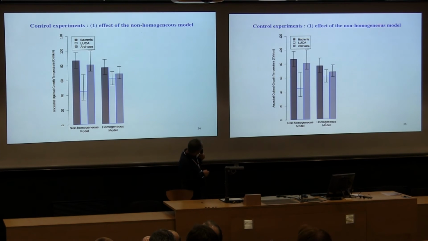So the effect of the non-homogeneous model, we see it here. With the non-homogeneous model, we have very different estimates of the temperatures for the bacterial ancestor, the archaeal ancestor, and for their common ancestor, LUCA. Whereas with the homogeneous model, all these temperatures are very close to one another, because the model is not able to make compositions vary, and therefore not able to make temperature estimates vary.